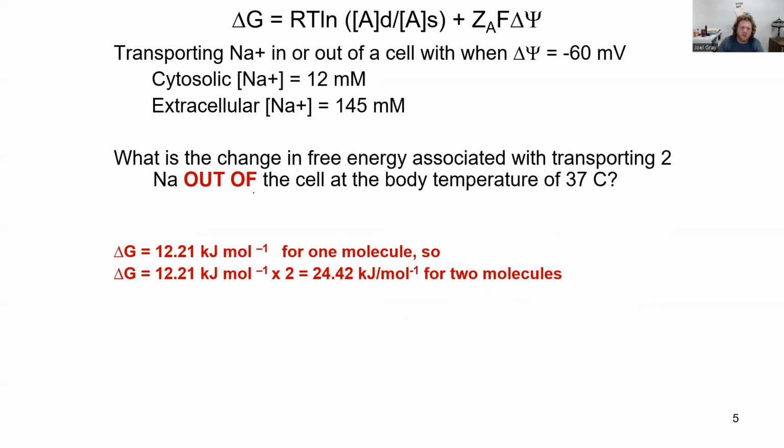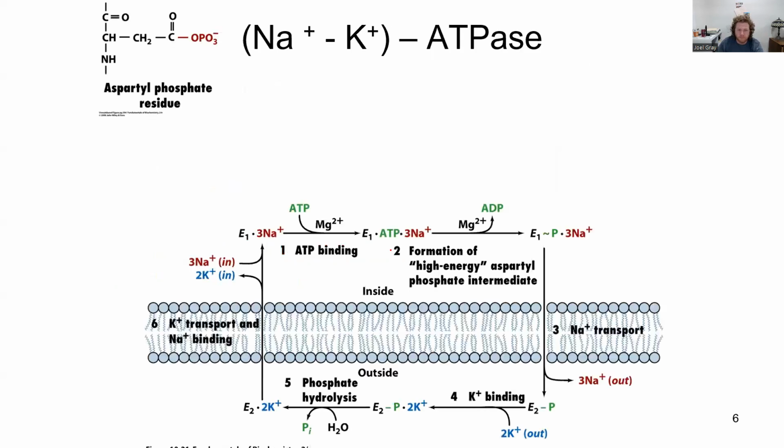Okay, so now what's the change in free energy for transporting 2 sodium ions out of the cell? Well, delta G is 12.61 kilojoules per mole. Multiplying by 2, you get 24.42. Okay.